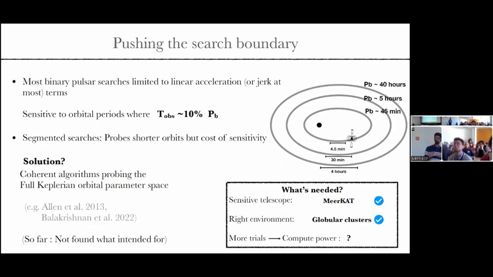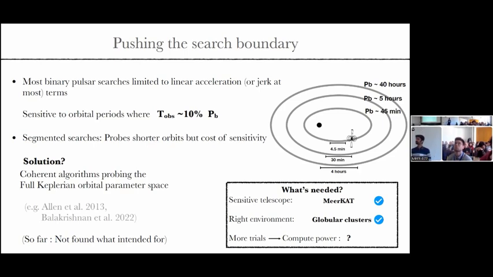We want to push the search boundary, basically push the search parameter space. We want to find, let's say, more compact binaries, which would be useful for doing tests of general relativity. The fact that we are constrained by a linear acceleration regime to only, let's say, orbital periods which are 10 times the t-orbs makes us believe, is there some way we can not compromise on segmenting the data and still be sensitive to these compact binaries? So what is the solution? We look for coherent algorithms which look at the full Keplerian orbital parameter space. This is not something new, it's been attempted before, but so far it's not found what it was intended for.